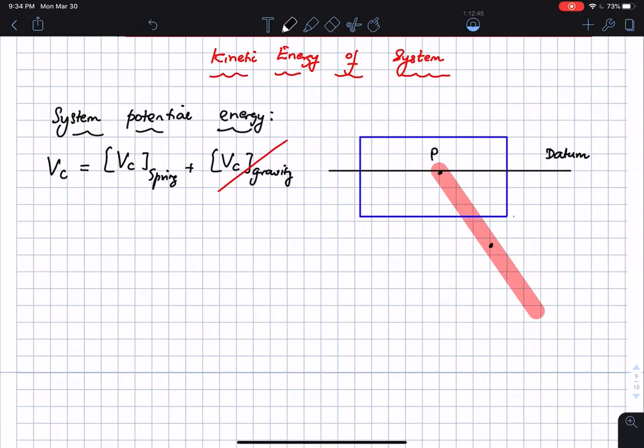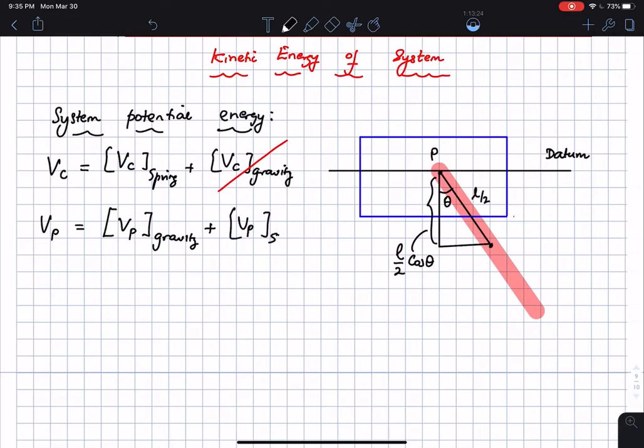For the pendulum, if I look at the height of the center of mass from the datum, if this is what we have here, I'm just going to join them together by a straight line. Okay, this angle here is theta. Okay, and this length is L by 2, which means that this height here is going to be L by 2 times cosine theta. So V of the pendulum is going to be V of the pendulum due to gravity plus V of pendulum due to springs.